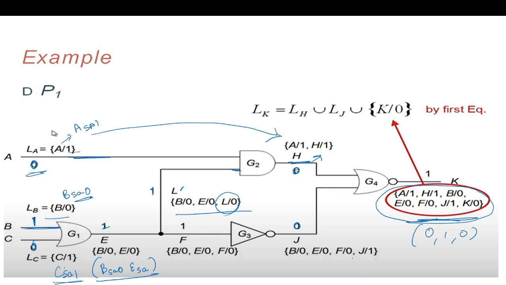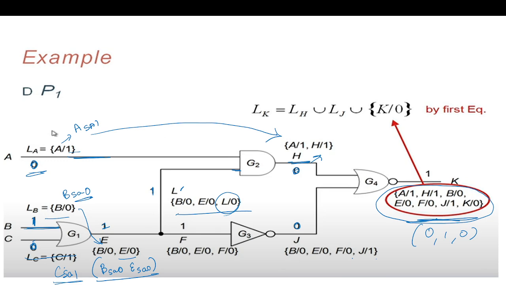Now for the next stage, first we have to evaluate G1. For G1, this 1 is a controlling value. If we consider 1, whatever the fault here, the output is going to be 1. So this fault will remain undetected. This will be propagated. And next E is 1, so stuck at 0 at E can be detected. So we got the list at this node.